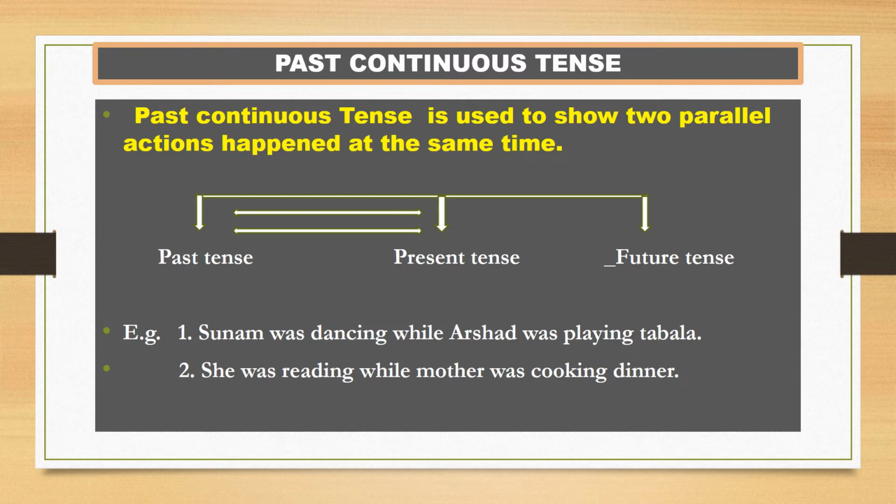See the example. Suman was dancing while Arshad was playing tabla. So Suman was dancing, this is one action, and Arshad was playing tabla. These two actions were happening at the same time. The word while shows that they were happening at the same time. So these are the parallel actions. Past continuous tense is used to show the parallel actions. Second sentence, she was reading while mother was cooking dinner. Again, these two actions, she was reading and mother was cooking dinner, are parallel actions in past continuous tense.